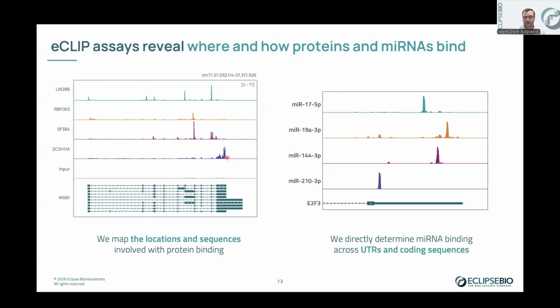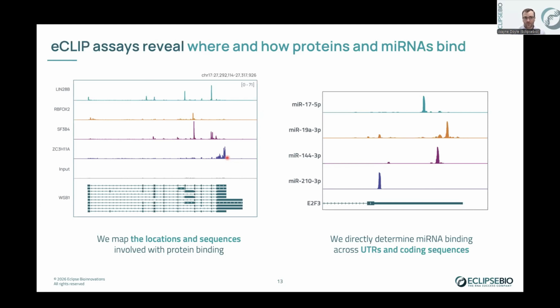We also, using our miRNA eCLIP Plus assay, have an optimized version of this that can actually look at microRNA binding itself, in which we enrich for the RISC complex and then do a library preparation in which we can directly look at the microRNA reads that are within that RISC complex and their target mRNAs.